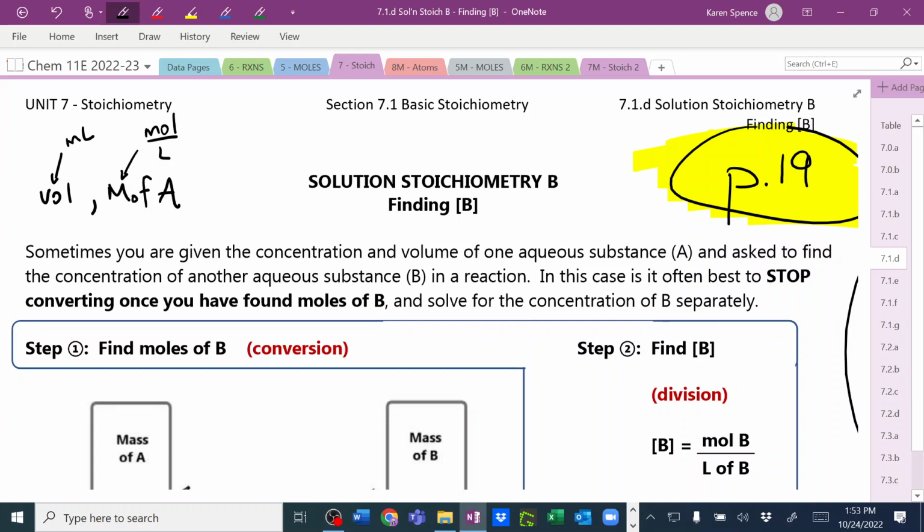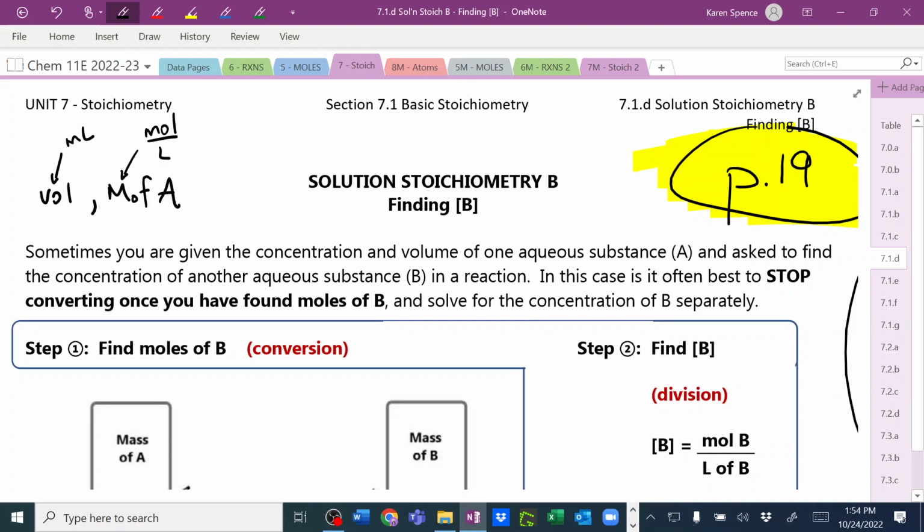So the first two steps are essentially always the same. Find the moles of A, find the moles of B. That's all you're going to be doing. Unless we give you moles of A, in which case you can skip the first step, right? So find the moles of A, find the moles of B, and then from there you can just solve whatever else is given in the problem.